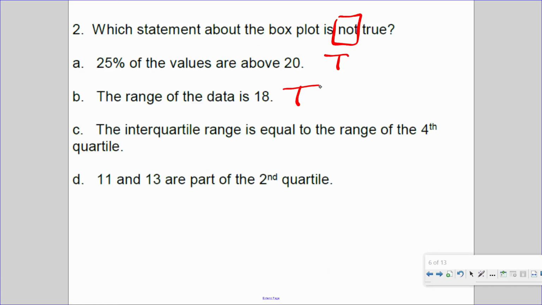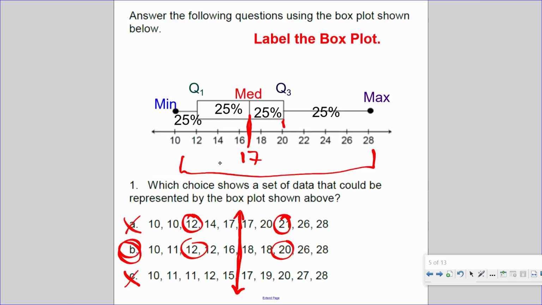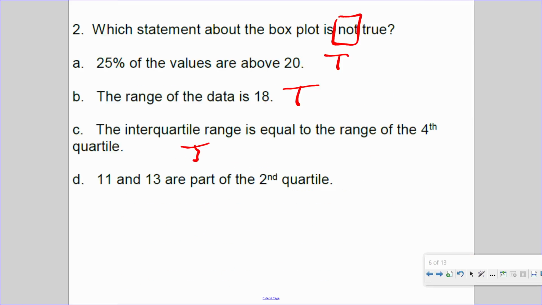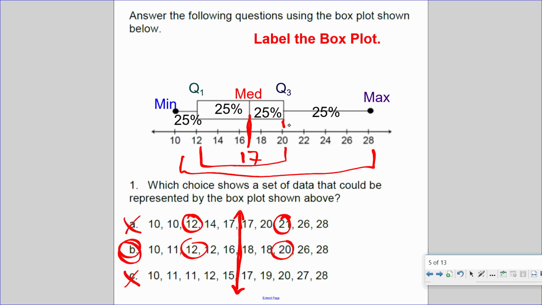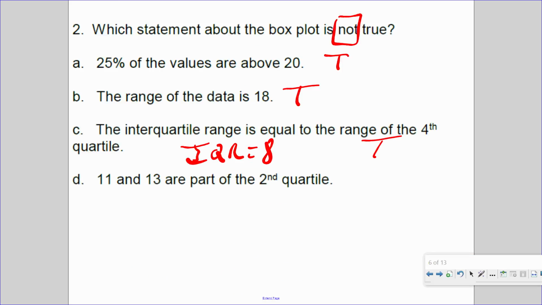That's true. The interquartile range is equal to the range of the fourth quartile. So the IQR from 12 to 20 is 8. That's the difference from quartile 1 to quartile 3. And the range of the fourth quartile, so here's first, second, quartile 4 here, from 20 to 28, is also 8. So that's true. So it must be the last one.